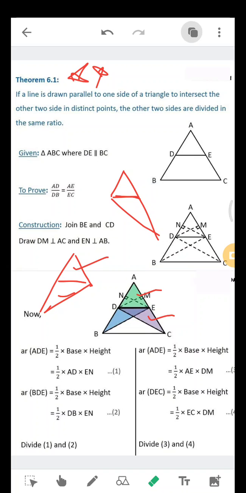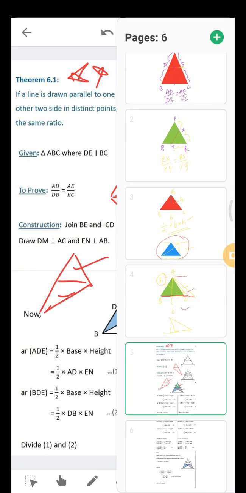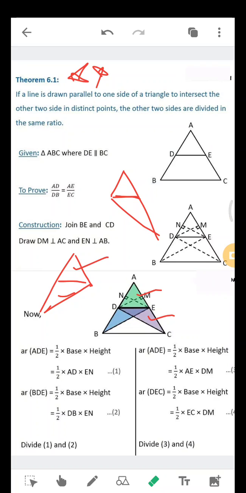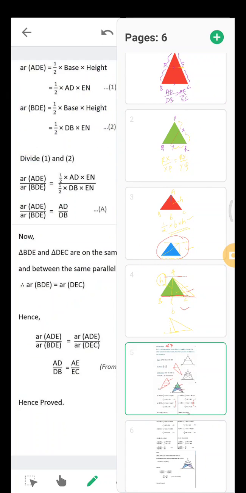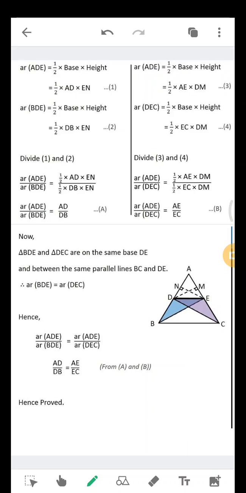Now we'll go to the next part. We'll divide 1 and 2, and we'll also divide 3 and 4. Area of ADE by BDE, area of ADE by DEC. So we'll do the division in the next step. Here you can see I have taken those steps again for your reference.